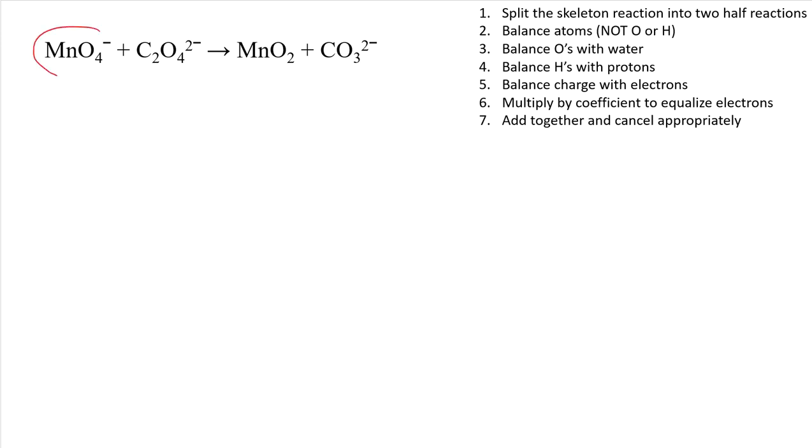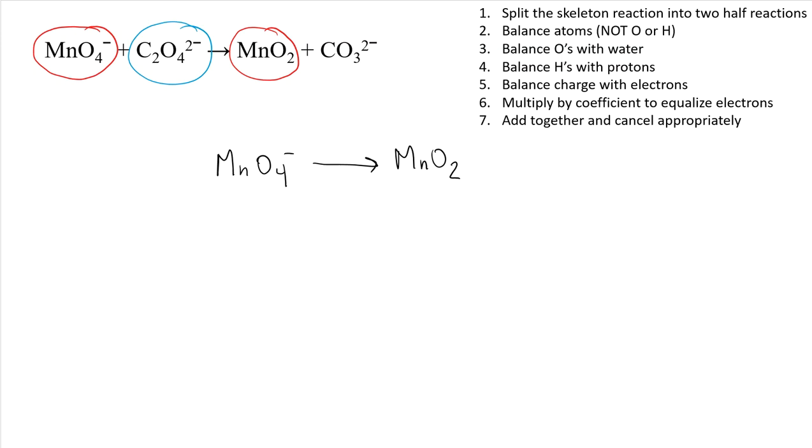So, first step is to split the skeleton reaction into two half reactions. So one half reaction is going to be the permanganate ion reacting to form manganese 4 oxide. That's one half reaction. MnO4 minus reacts to form MnO2. And then the other half reaction is going to be C2O4 2 minus reacts to form CO3 2 minus.